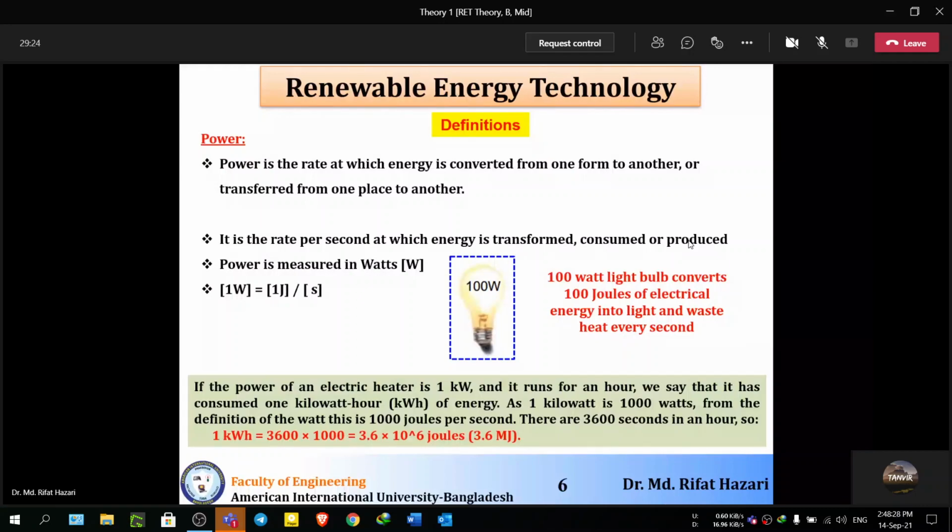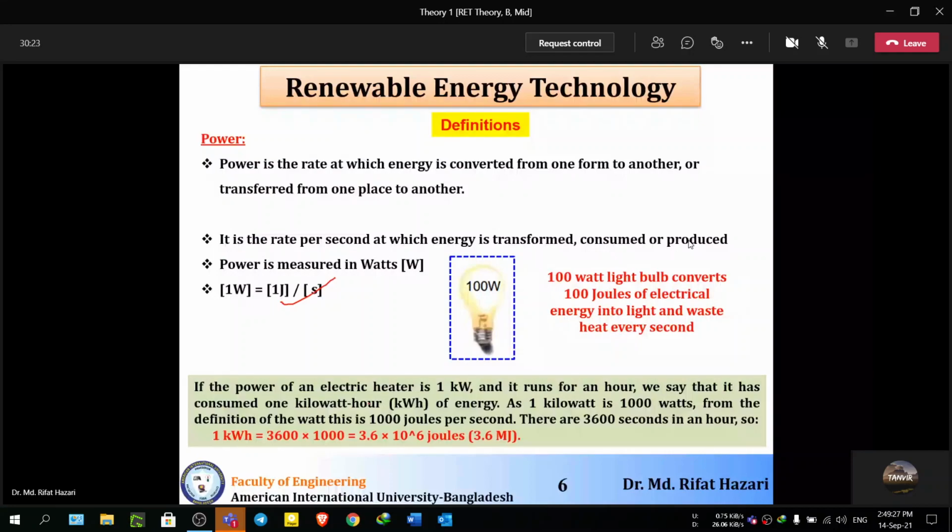For example, I already gave you the example: if you talk about a 100 watt bulb, what is the meaning of that? It will convert, every second, 100 joules of electrical energy to light, and it will also generate heat, right? When the filament glows to produce light, it also produces heat. That heat we can call waste. Our objective is to get the light, not the heat. But when you produce light from an incandescent bulb or any sort of bulb, you will get heat. So the unit of power is the watt, and 1 watt equals 1 joule per second.